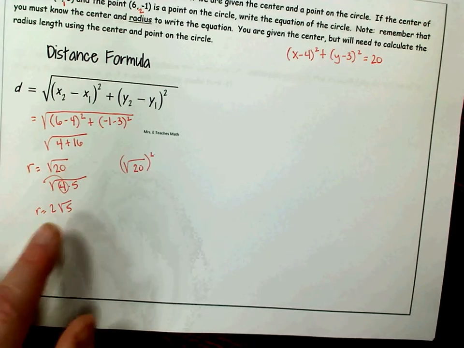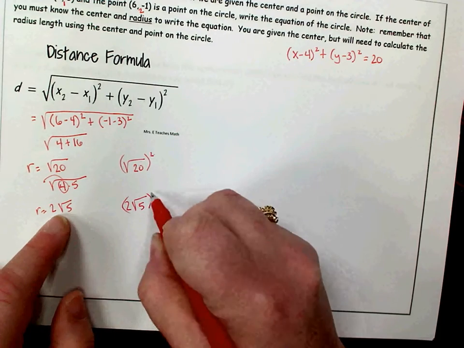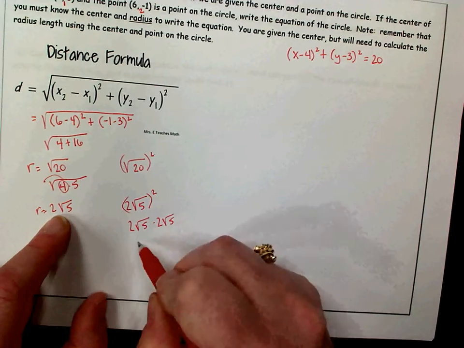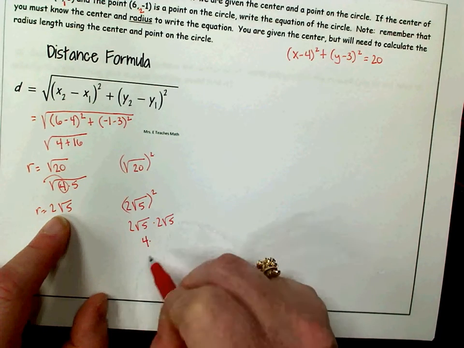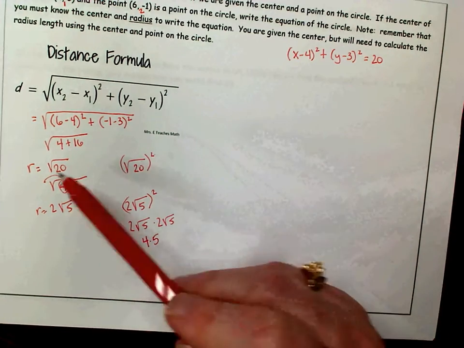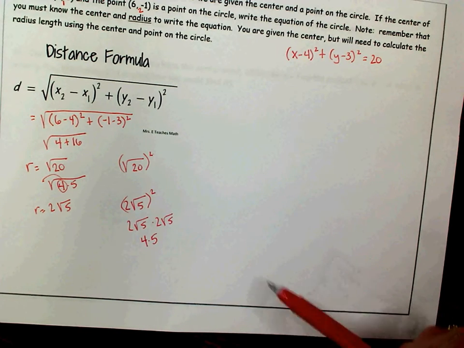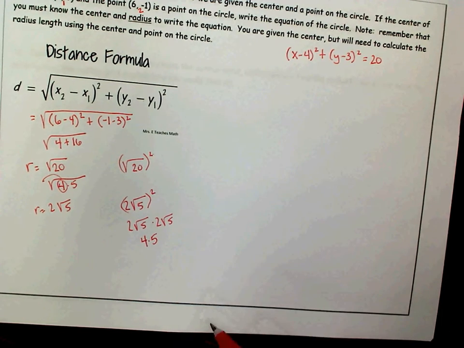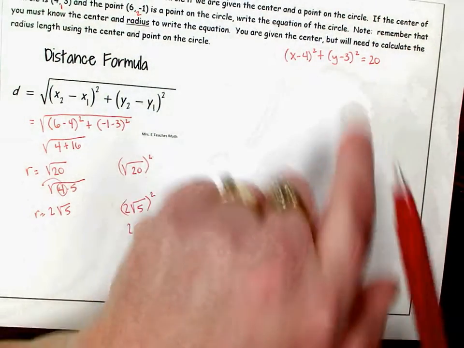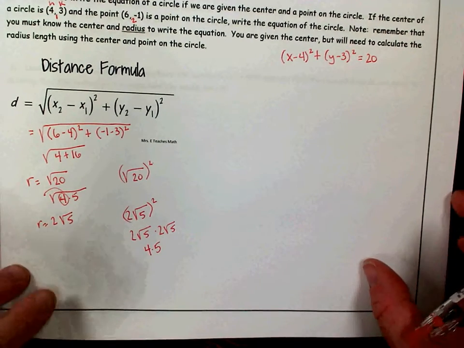Now you could do that with the simplified version too. When you square 2 square roots of 5, remember that means 2 square roots of 5 times itself. So 2 times 2 is 4, and the square root of 5 times the square root of 5 is 5, and 4 times 5 is 20. So either way, it's just easier to have it in the unsimplified form, since you're just going to be squaring it. The squaring and square root cancel each other. So I have to know my radius before I can write the equation of the circle. So you're going to have to find the distance between the center and a point on the circle to find the radius.